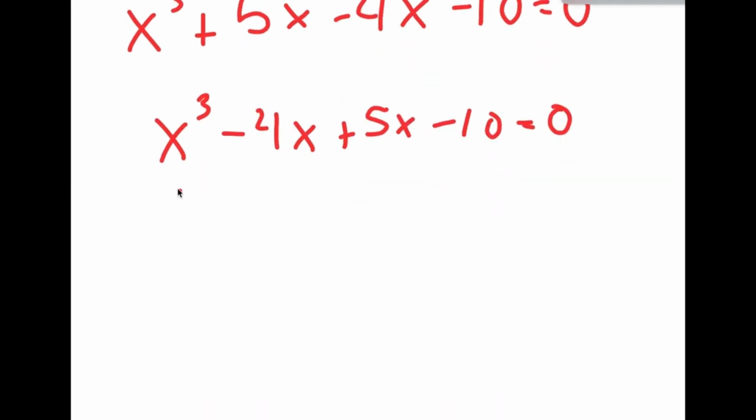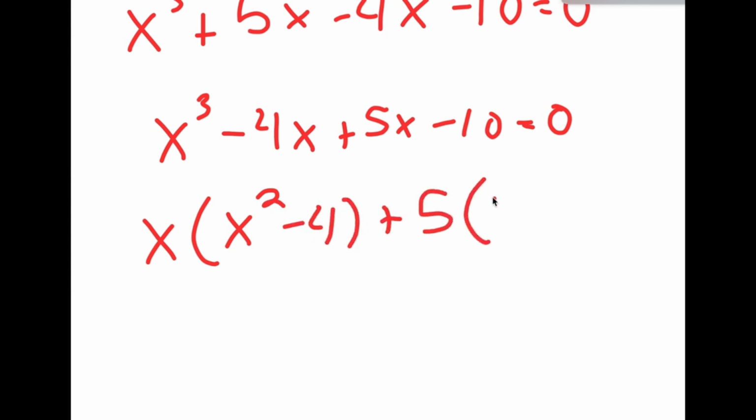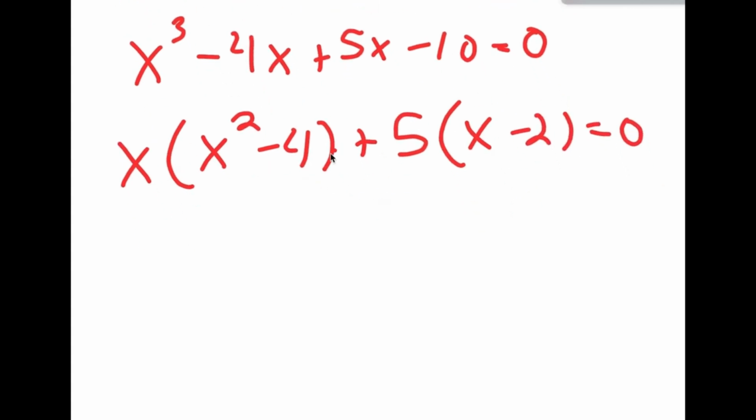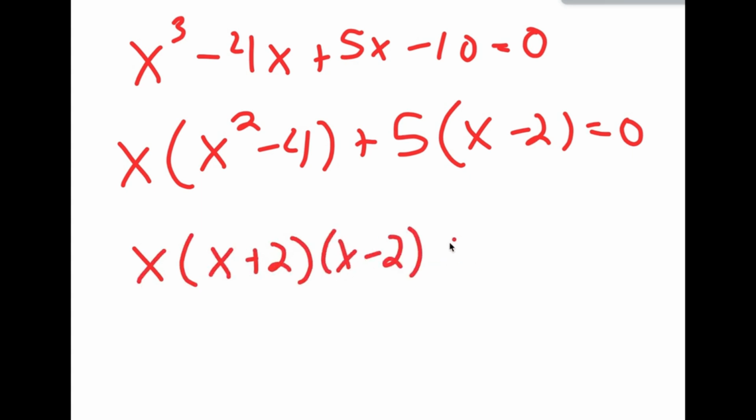So now, if I factor by grouping, the greatest common factor from x to the power of 3 minus 4x is x, so I get x times x squared minus 4, plus from 5x minus 10, the greatest common factor is 5. So I get 5 times x minus 2 is equal to 0. Now x squared minus 4, I can rewrite that as x plus 2 times x minus 2. And I have this plus 5 times x minus 2 is equal to 0.